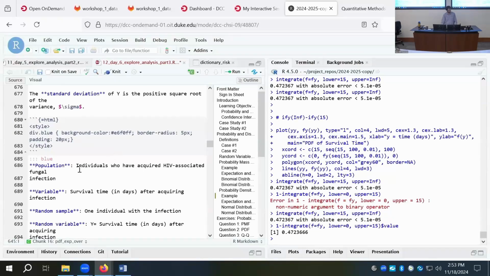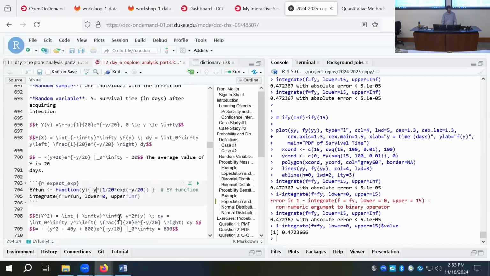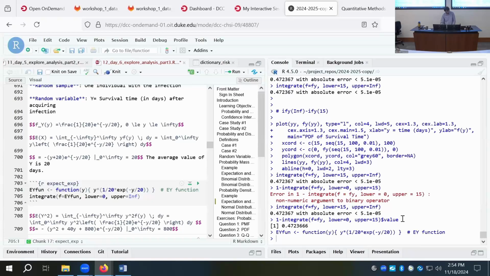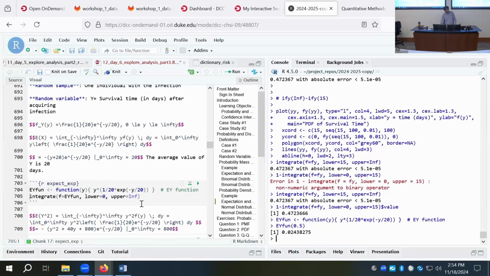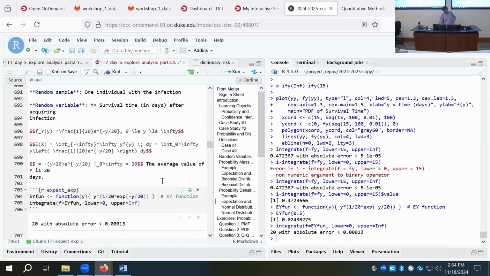People know Wolfram Alpha. Okay, so I'm going to make this new function EY fun, which is function y, where it's y times the density function. So now when I type in a value, it gives something back. And we say, all right, I want you to integrate that from 0 to infinity. It's going to give me 20 with some absolute error. So the expected survival time in days after getting this infection is 20.